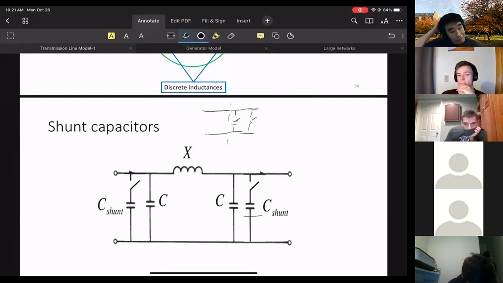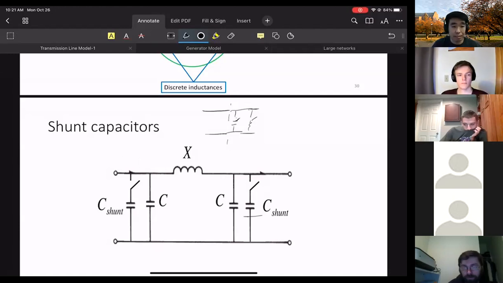Any questions about this compensation? This is called shunt compensation. And this is exactly how you think you would do it. Basically, you just add elements in parallel to the line. Okay, this is how you do it in shunt.